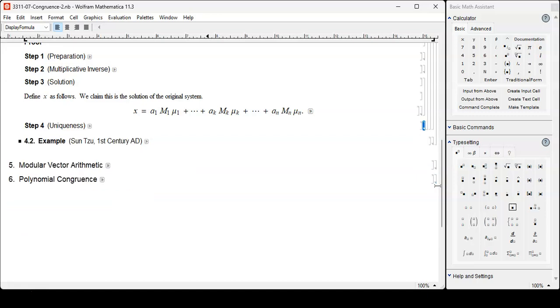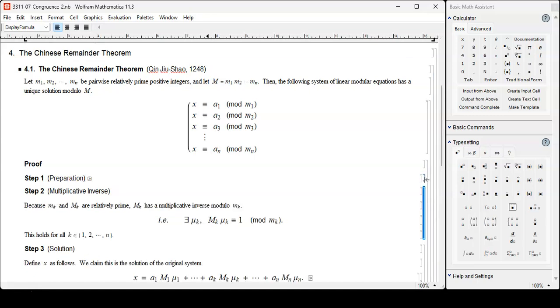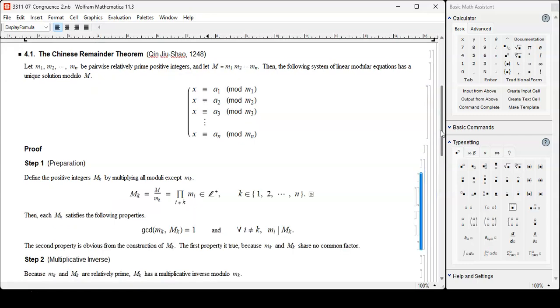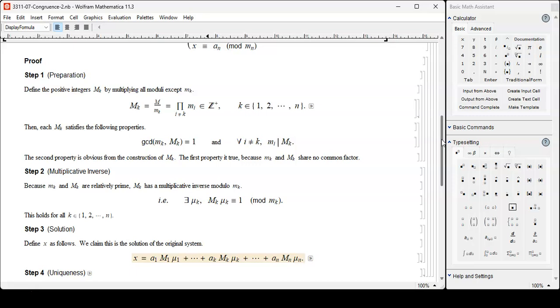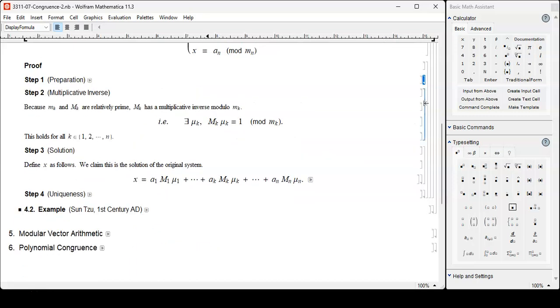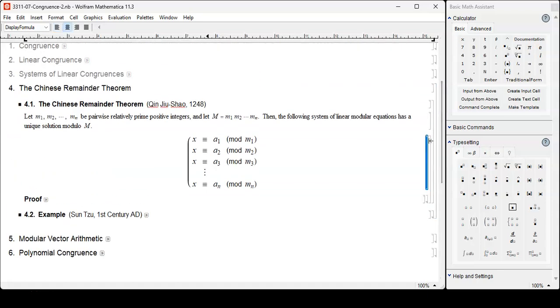I don't think you have to reproduce the uniqueness out of nowhere, but as for up to step 3, please remember, the preparation is to get capital Mk's and then get mu k, the multiplicative inverse, and then once you've got them all, multiply each and add them all up to get the solution. I hope I made sense.